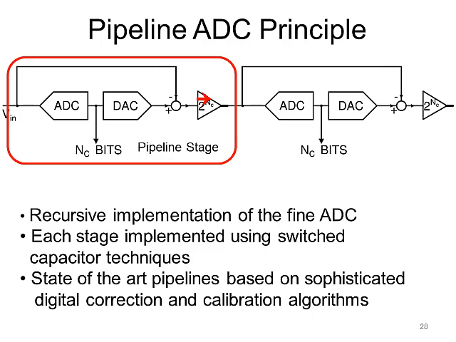Every stage is implemented using switch capacitor techniques in most state-of-the-art pipelines. And given the repeated scaling of technology, state-of-the-art pipelines also use sophisticated algorithms to cancel or correct for errors in the ADC, the DAC, and the amplification.